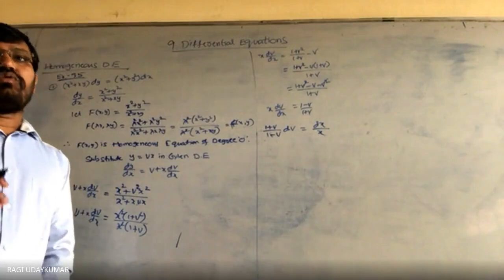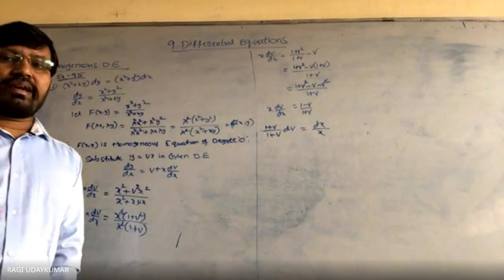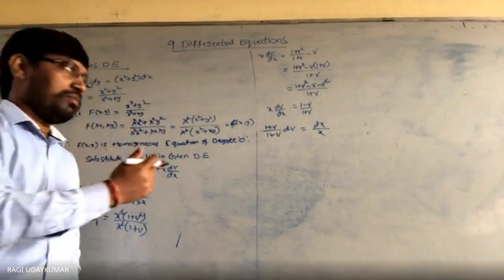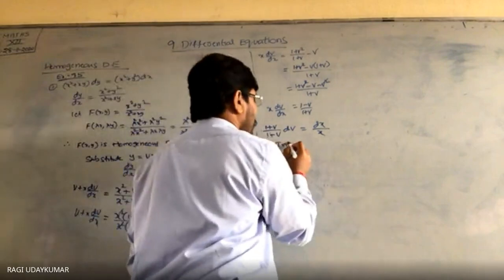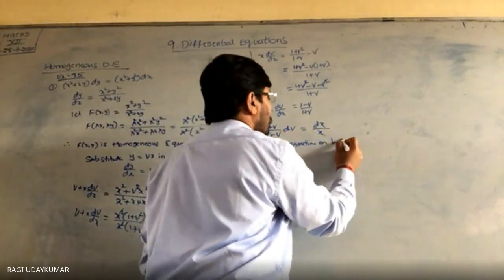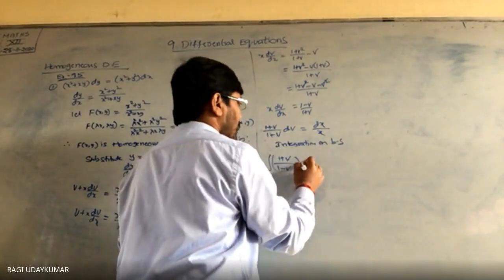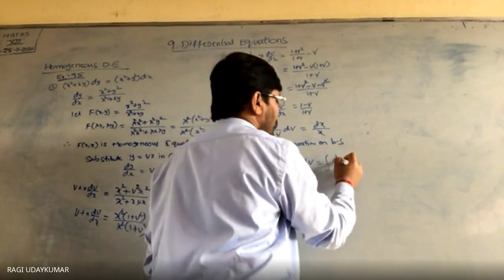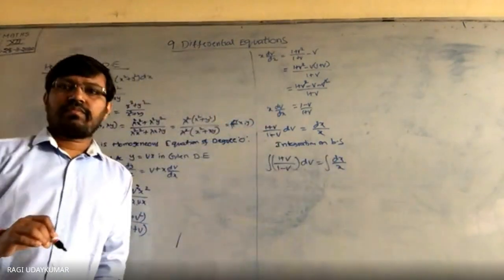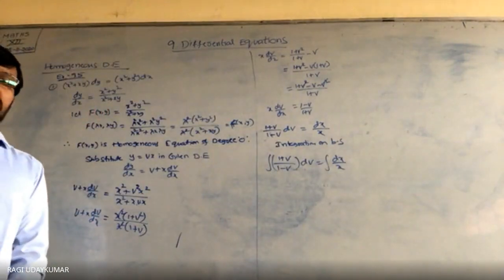Now integrating on both sides. Apply the variable separable method only here; we have separated the variables. So integrating on both sides, the integration of (1 plus v) by (1 minus v) dv is equal to the integration of dx by x. Now we have to integrate this. How we integrate this one is very important here.